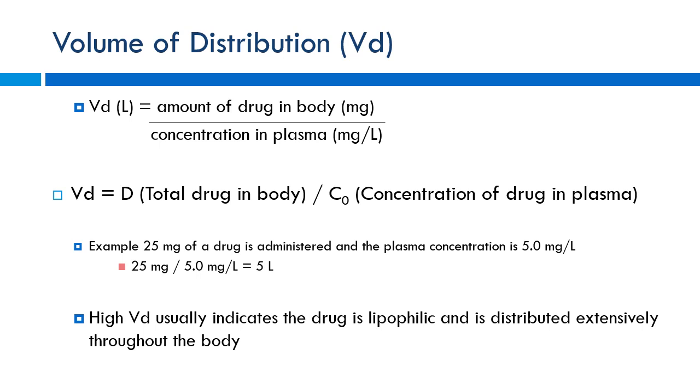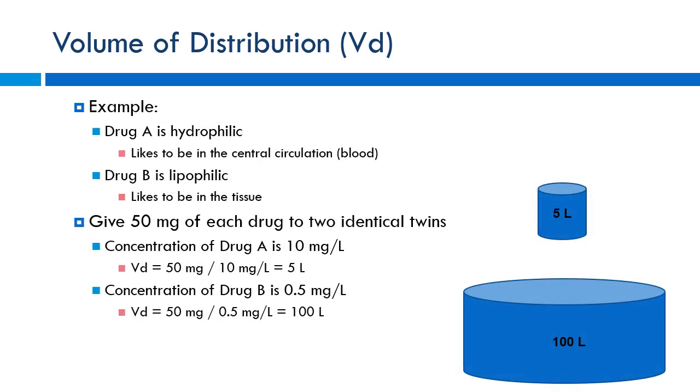Anyway, the general rule is that a high volume of distribution means the drug is very lipophilic and likes to partition to the tissues. And again, think about it as the size of a pool you'd have to fill up with water in order to get the same concentration of the drug you're going to administer. So let's say, for instance, we have two drugs. We have drug A, which is hydrophilic, and drug B, which is lipophilic. Drug A likes to be within the bloodstream, where a lot of that water is. Drug B is more lipophilic and likes to be out in the tissues.